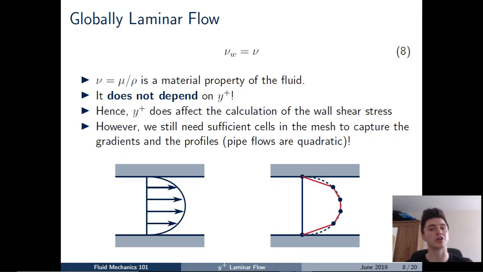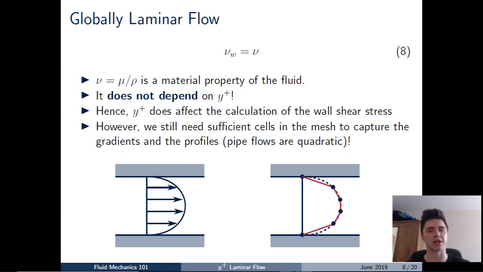Of course, it's important to remember that the opposite is true, and we shouldn't take this as an excuse to make our cells as large as we want. And of course, the reason for that is that we still need to capture the gradients and the profiles throughout the remainder of the flow.